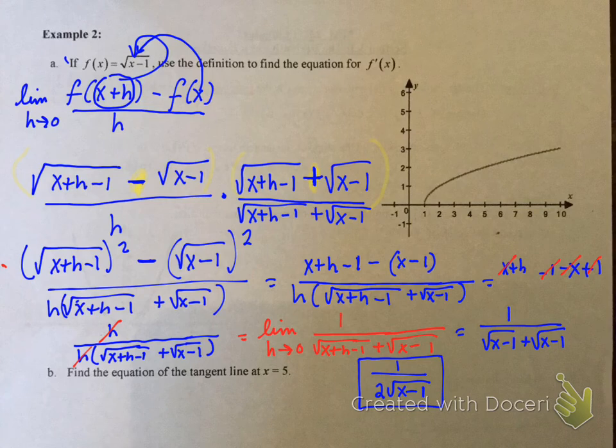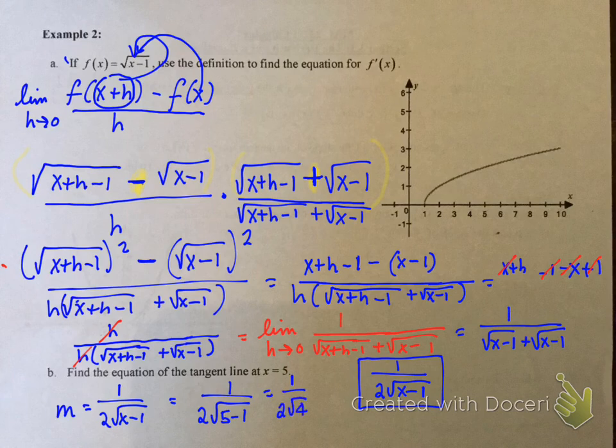Okay? So part B says find the equation of the tangent line when x equals 5. Now I know my slope formula is 1 over 2 radical x minus 1. So wherever I see x, I'm going to plug in 5. So I have 1 over 2 times the square root of 5 minus 1. So 1 over 2 radical 4. And this is going to be 1 over 2 times 2, which equals 1 over 4. So the slope when x equals 5 is 1/4.